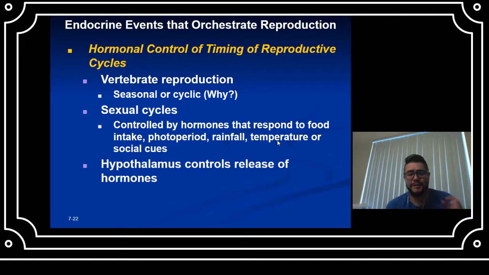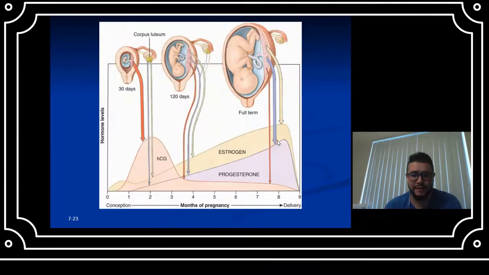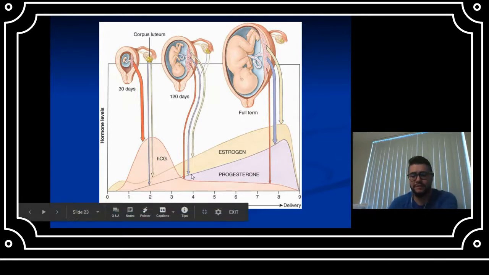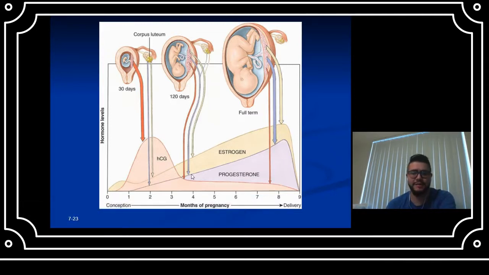But in general, the hypothalamus, which is a certain part of the brain, controls the release of hormones. In females, we're talking about estrogen, progesterone, human growth hormone, all of those things control when and how reproduction happens in the body.